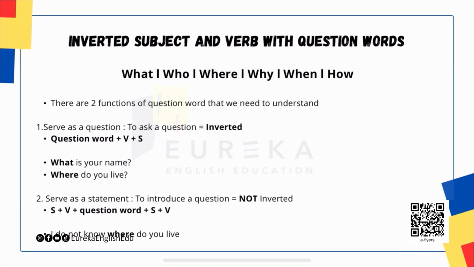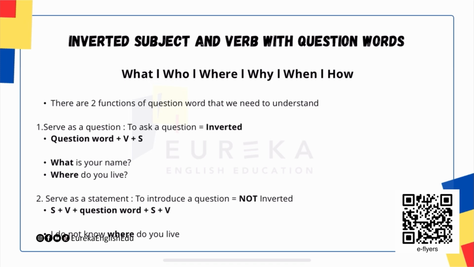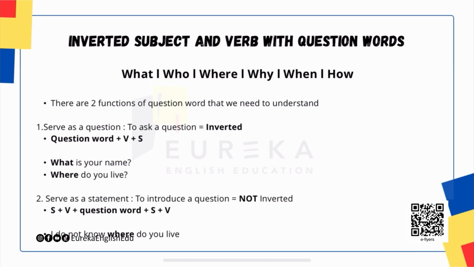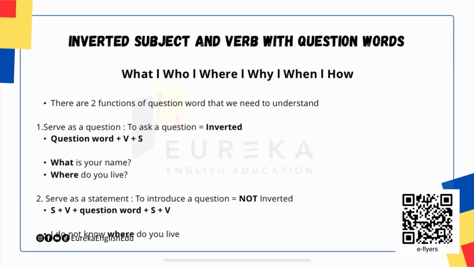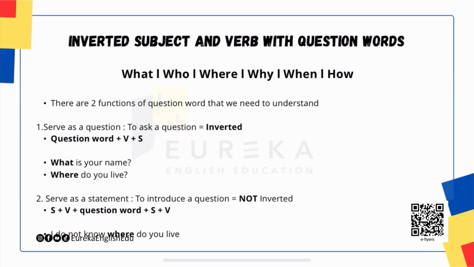In this type of question, the sentence should be inverted. So the formula is question word plus verb and then the subject. For example, what is your name or where do you live? The question words here, what and where, are to ask a question. The characteristic is that the question word comes at the beginning of the sentence and it is followed by a question mark at the end of the sentence.